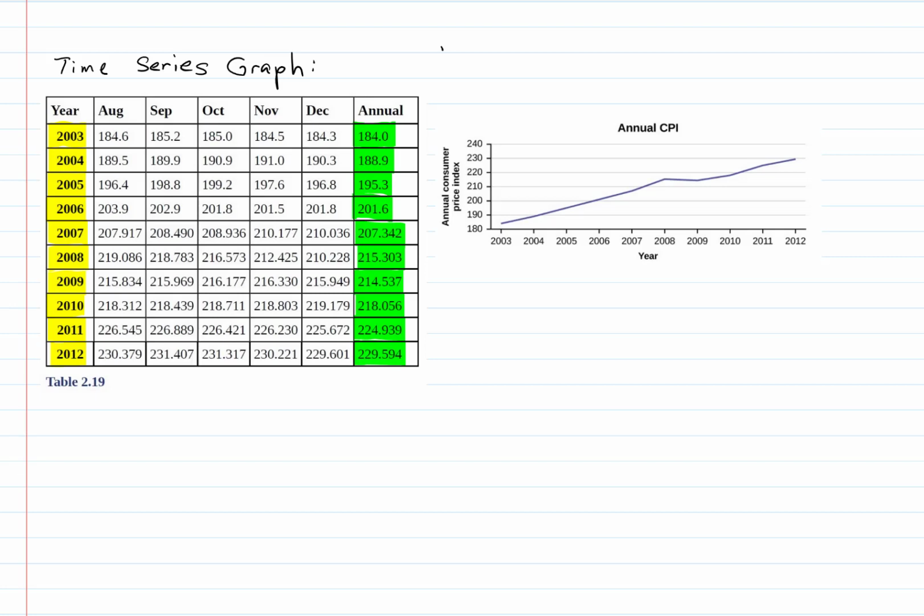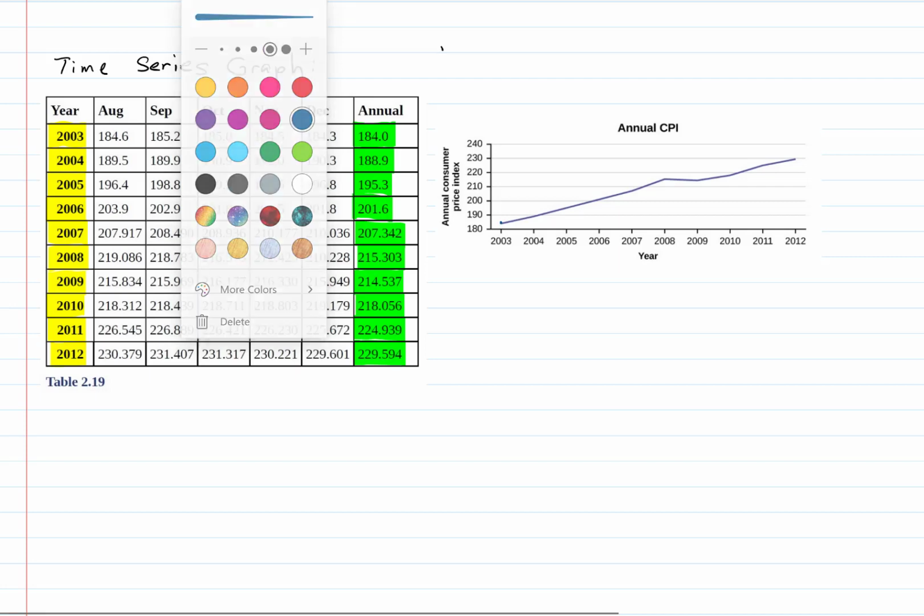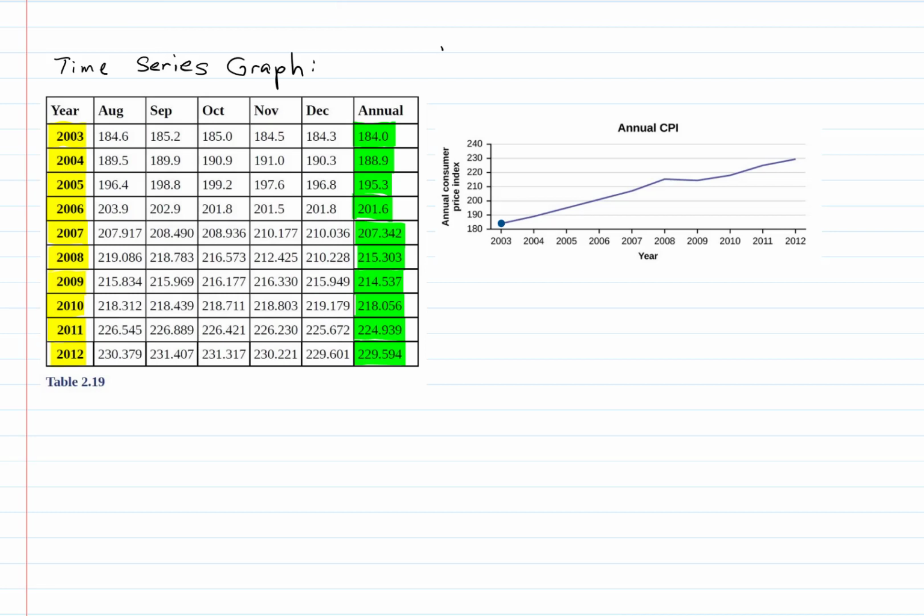So for each year, which you put on the horizontal axis, you plot a point for the measurement. In 2003, it was 184. You can't see the individual points, but there would be a point right there. 2003, 184. In 2004, it was 88.9. In 2005, it was 95.3. In 2006, it was 201.6. And so on and so forth. And then you connect those points.